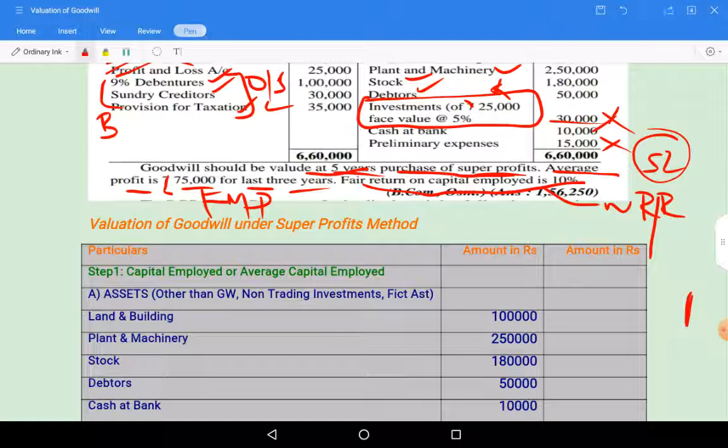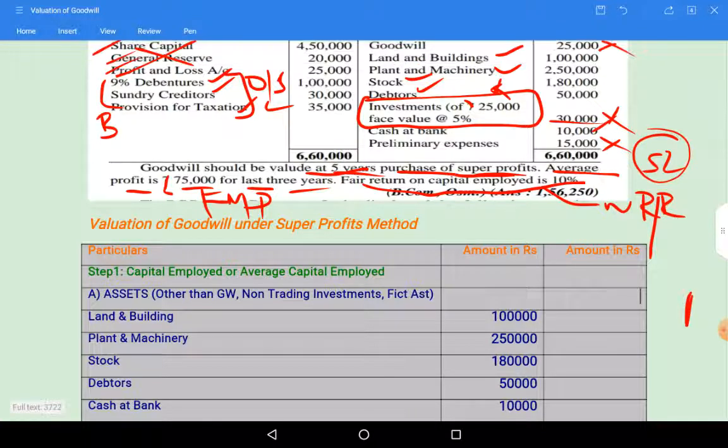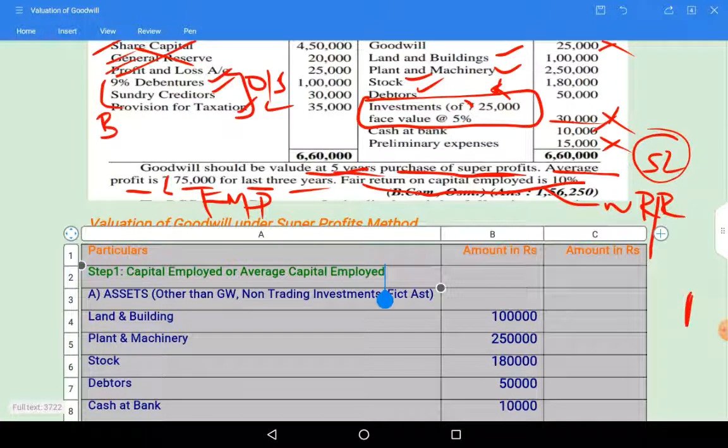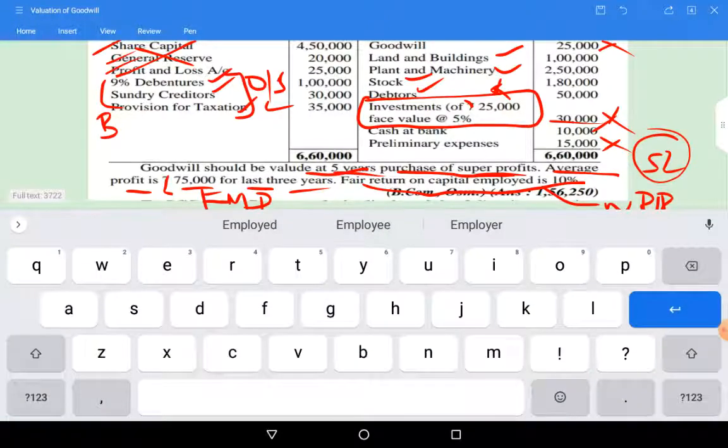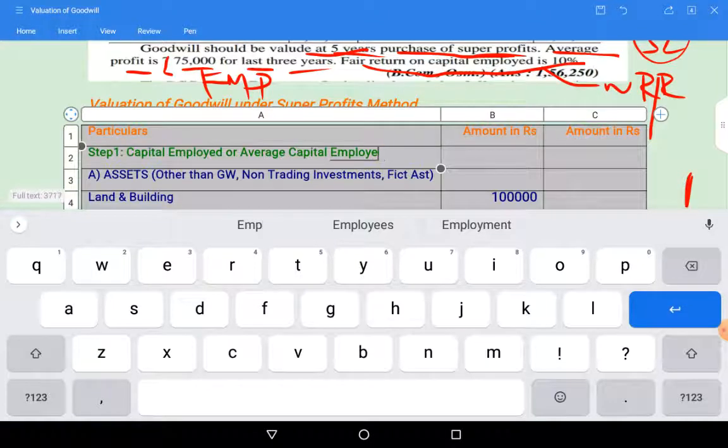Step 1 is capital employed. To calculate capital employed, as current year profit is not given, we will calculate only capital employed, not average capital employed. Okay, so I'll write here only capital employed. Right, capital employed.